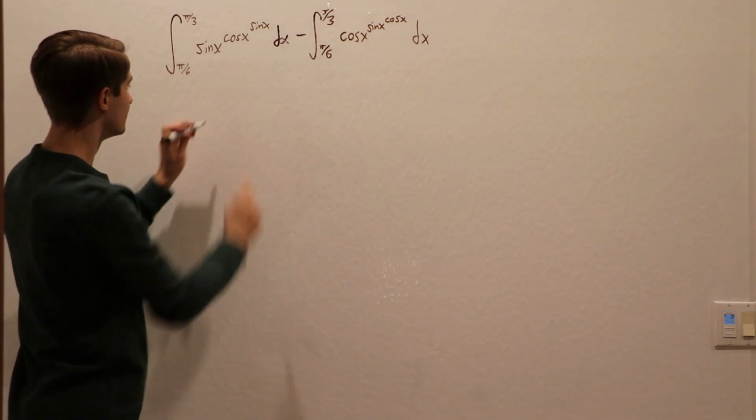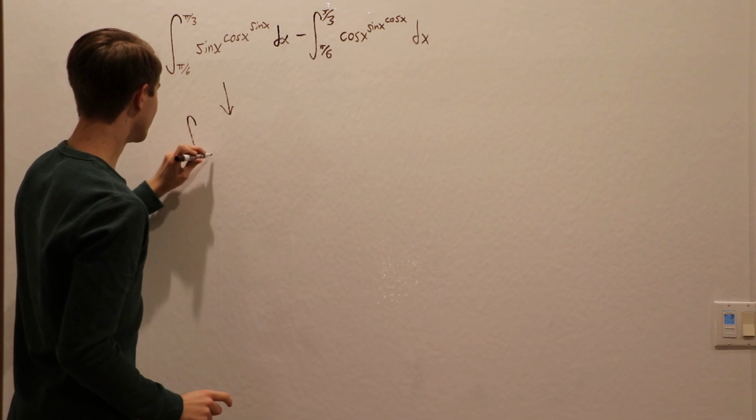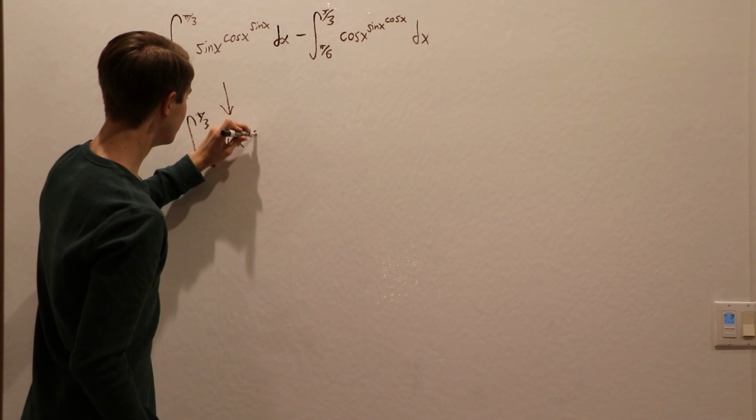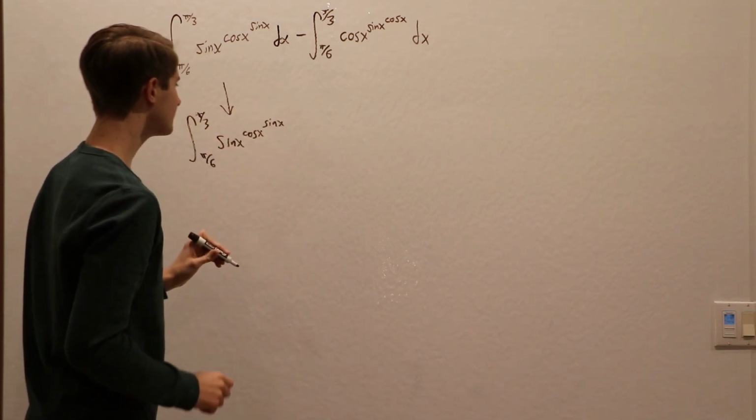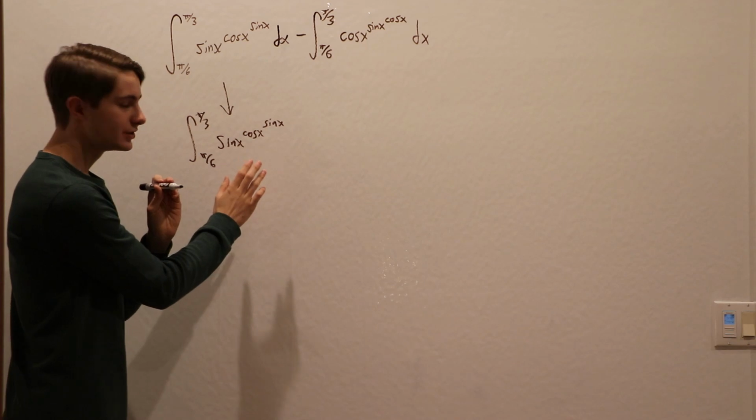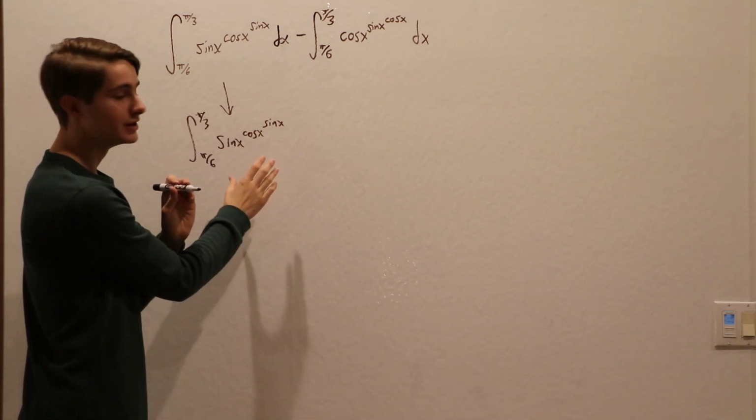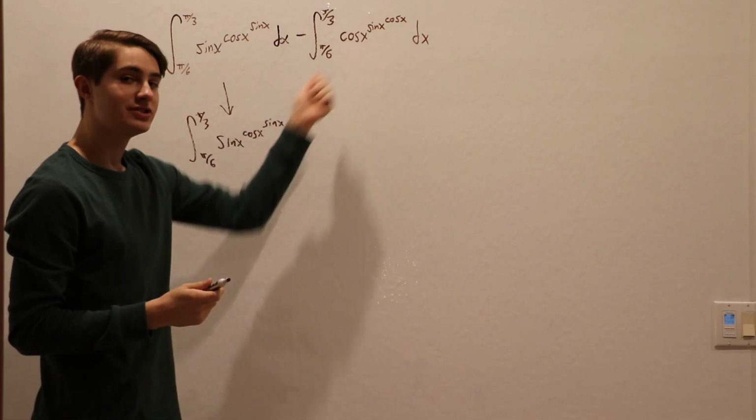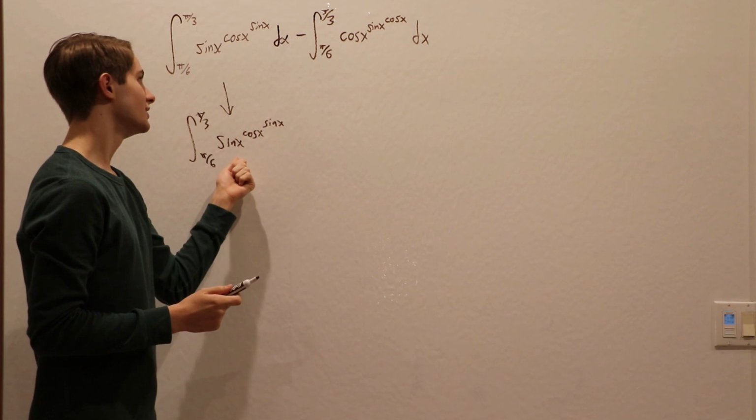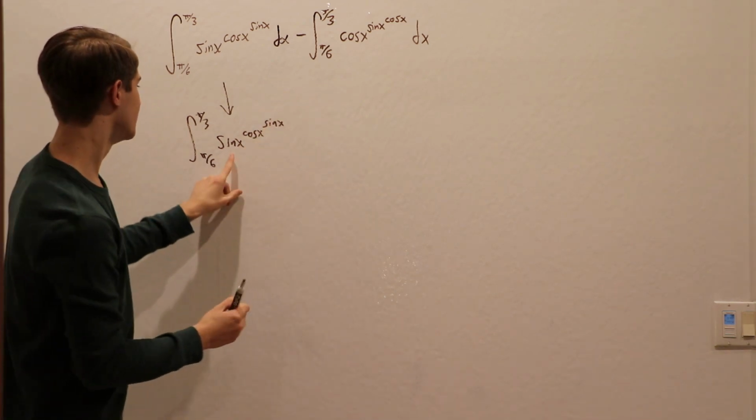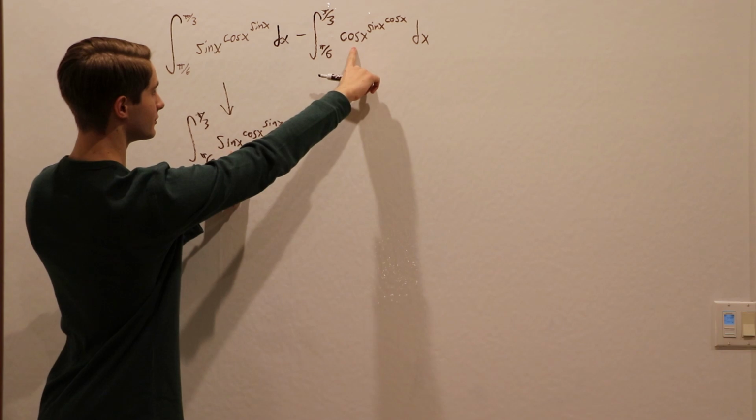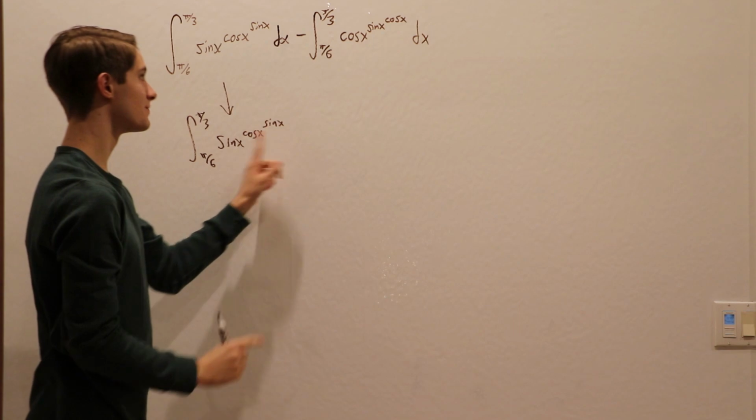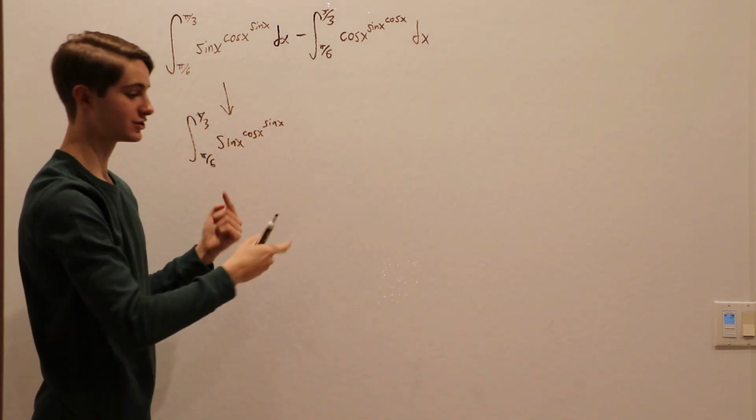So let's consider just this part of our integral right now. The integral from pi over 6 to pi over 3 of sine of x to the cosine of x to the sine of x. Now, what you'll notice is this part of the integral is very, very similar to this part of the integral. They have the same form. The only difference is that we switch the sine and cosine. In this one we have sine of x on the bottom and then cosine of x, and here it's cosine of x and sine of x. So we've taken the sine and cosine and switched them around.